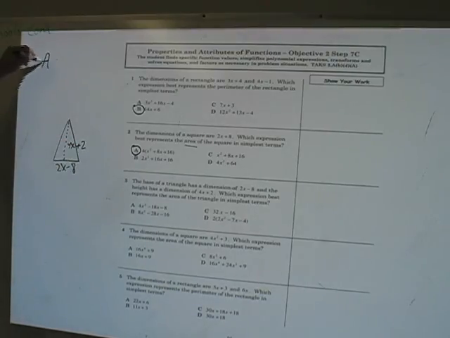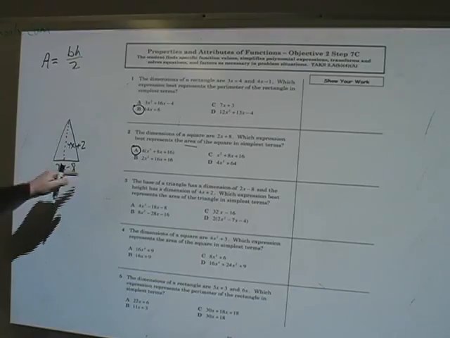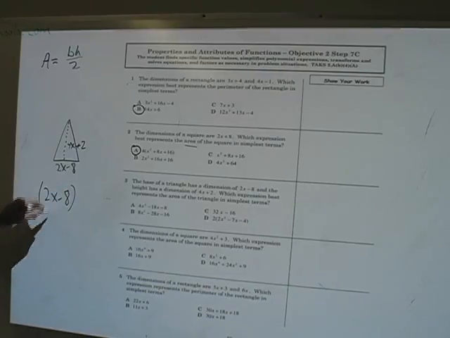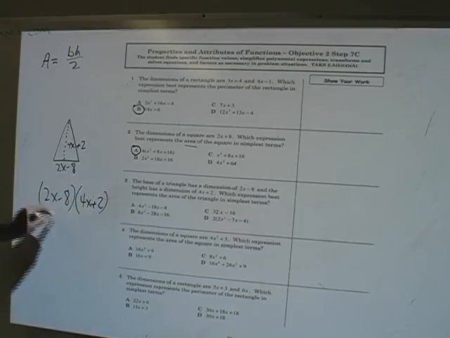Now, you have your formula chart, and if you forget how to find the area of a triangle, look on your formula chart. It's base times height over 2, or 1/2 base times height. I like to use this one. It's a little easier. Base times height over 2. So what that means is we're going to take our base, 2x minus 8, times our height, 4x plus 2, and that all goes over 2.